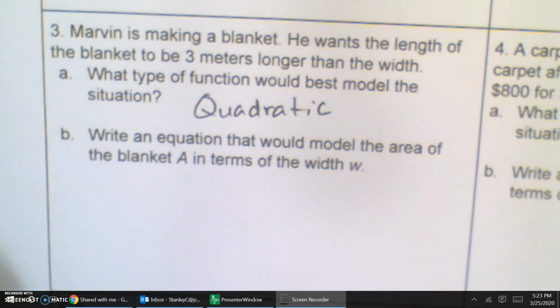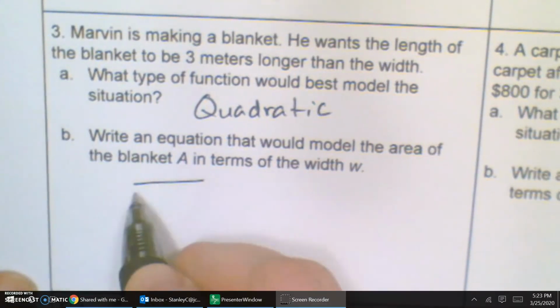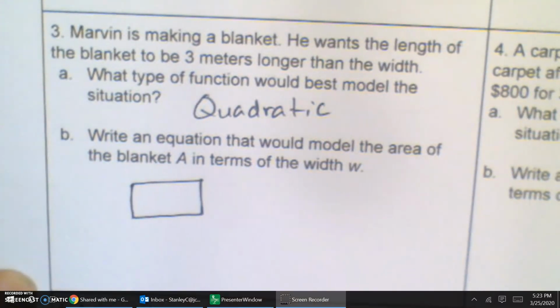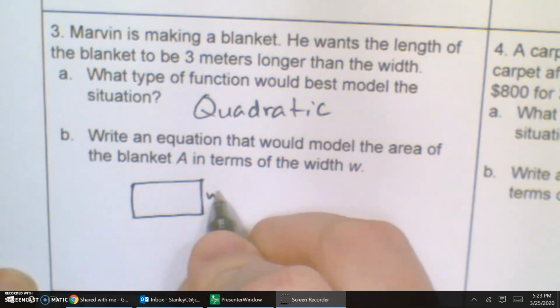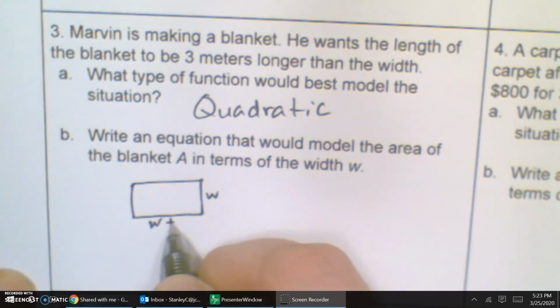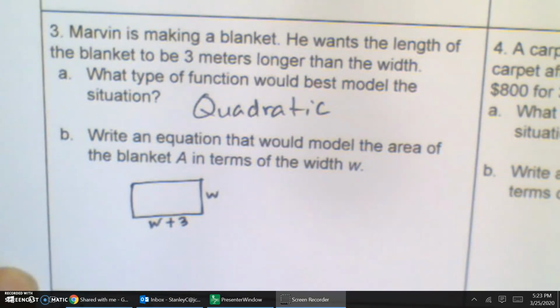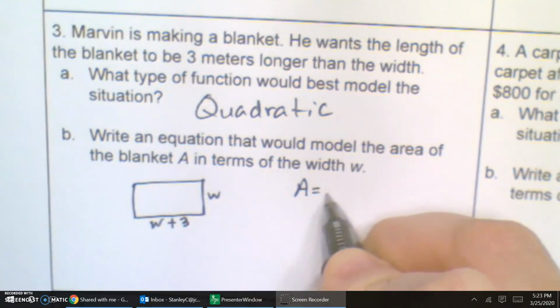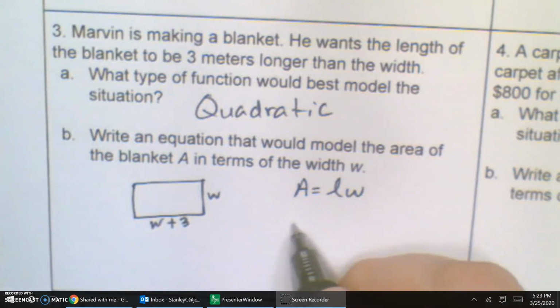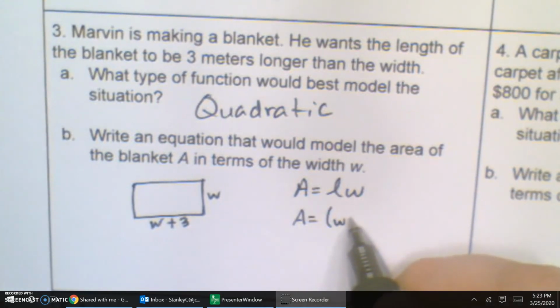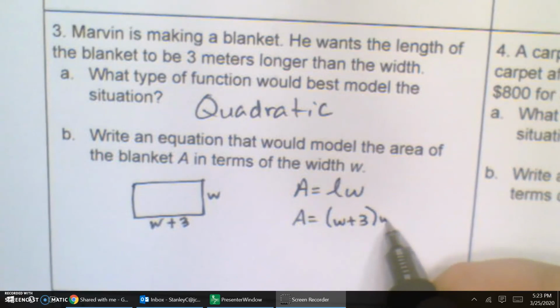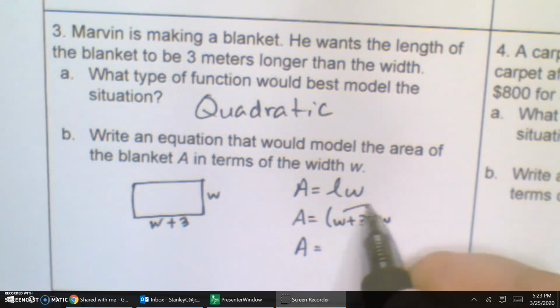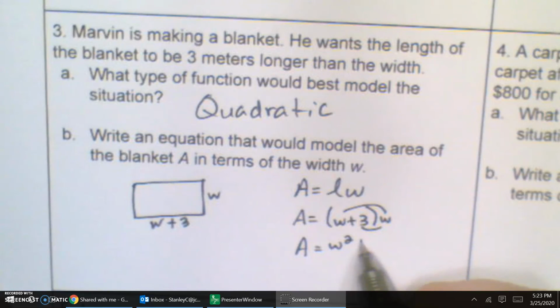To give you an idea, we have a blanket, so just think about a blanket. He wants the length of the blanket to be 3 meters longer than the width. So the width, and 3 meters longer than the width. Find an equation that would model the area of the blanket A in terms of the width W. So your area is equal to length times the width. Your length, W plus 3, times the width, W. Distribute: W squared plus 3W.